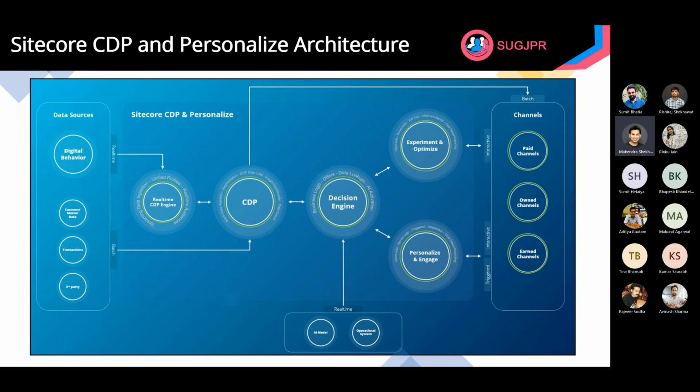Real-time data basically goes to the real-time CDP engine, which uses that real-time data to unify profiles, and then it's processed with the CDP itself. Batch data comes from historical information, your old data that you want to push into the CDP. Then CDP transfers that data to your paid channels, your owned channels, or any earned channels where you want to process. It also sends that data to your decision model where you can perform different kinds of experiments.